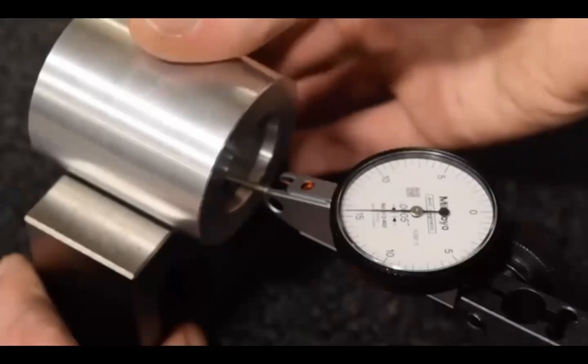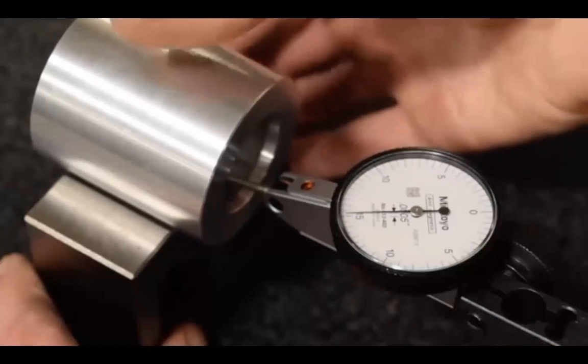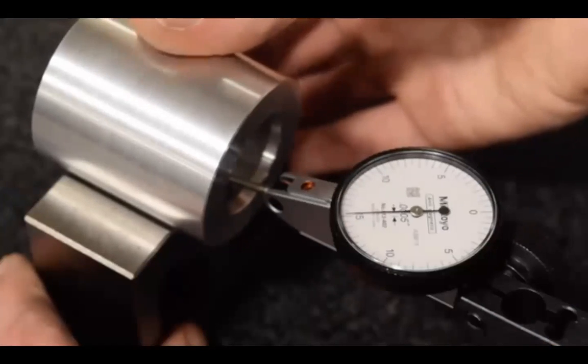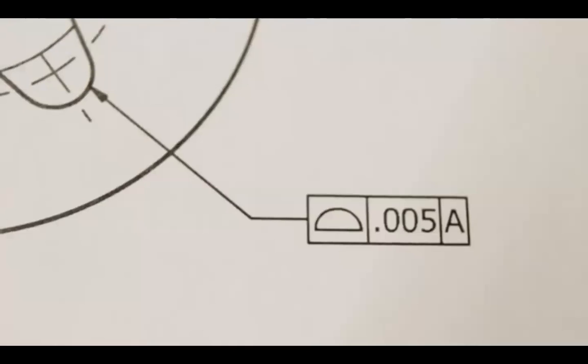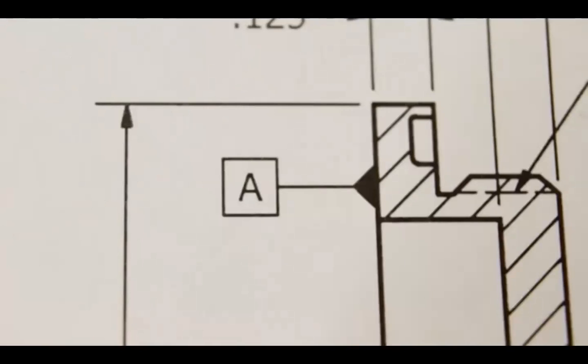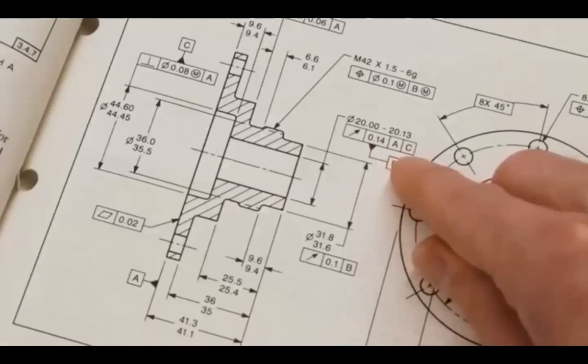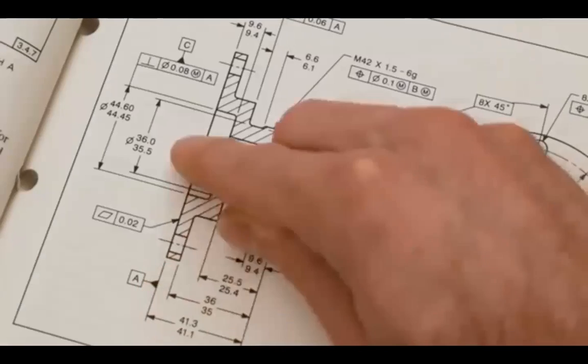GD&T gives you a way to describe the functional requirements of features by controlling things like flatness, perpendicularity, position, and runout. When using GD&T to control a feature, the locating dimensions are typically enclosed with a box to indicate that they are basic, or theoretically exact. The feature is controlled by a special note called a feature control frame, which may also reference other features as datums.